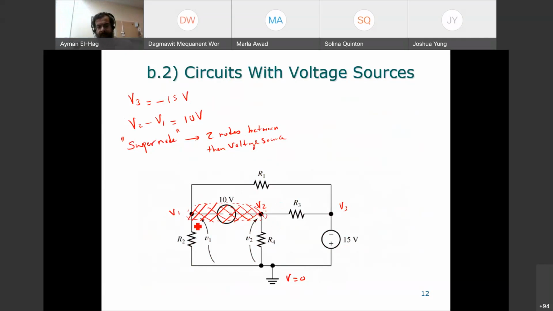So here, V1 is connected to two branches. There is a third one, the common branch between V1 and V2, which we will ignore. So I will assume a current leaving here, a current leaving there. And then V2, same thing: a current leaving here, a current leaving there, and I will not consider the one in the middle. So here we apply KCL to the supernode.